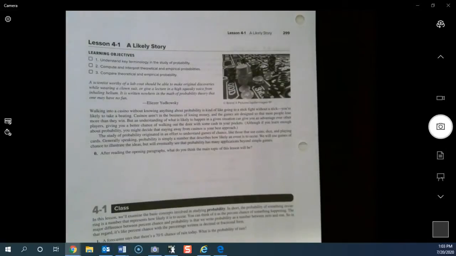Hello, class. We're about to get started on section 4.1, and it is entitled A Likely Story. Our learning objectives are to understand key terminology in the study of probability, to compute and interpret theoretical and empirical probabilities, and compare theoretical and empirical probability.